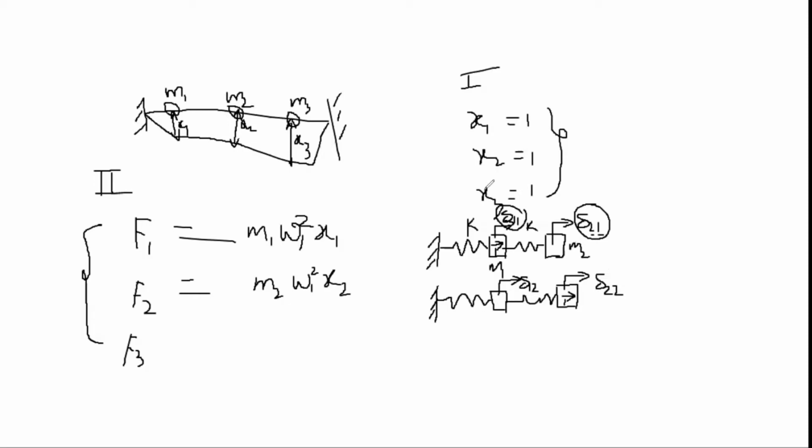Now, how to calculate the values of delta 1-1 and delta 2-1? Similarly, we need to calculate the values of delta 1-2 and delta 2-2. Those values have to be calculated by drawing the free body diagram. I can explain it here.